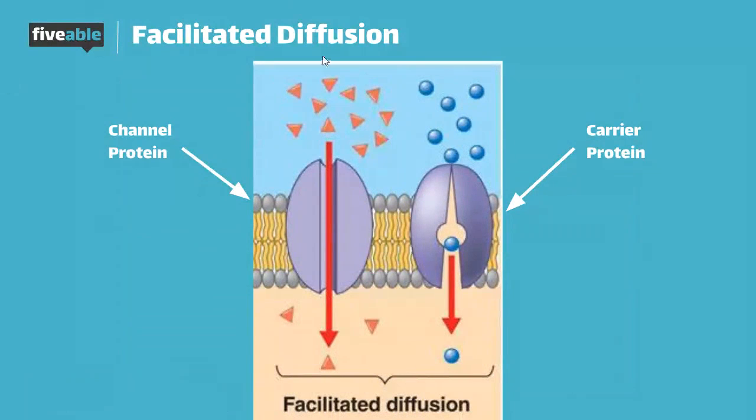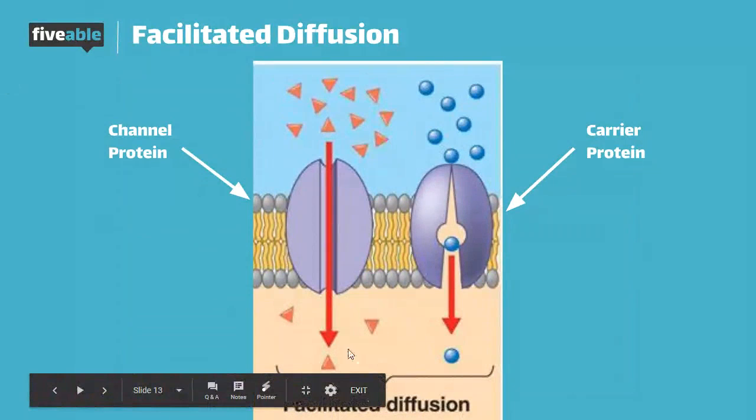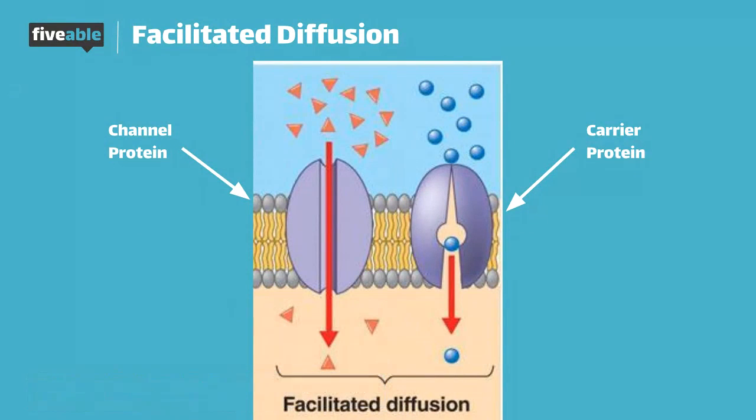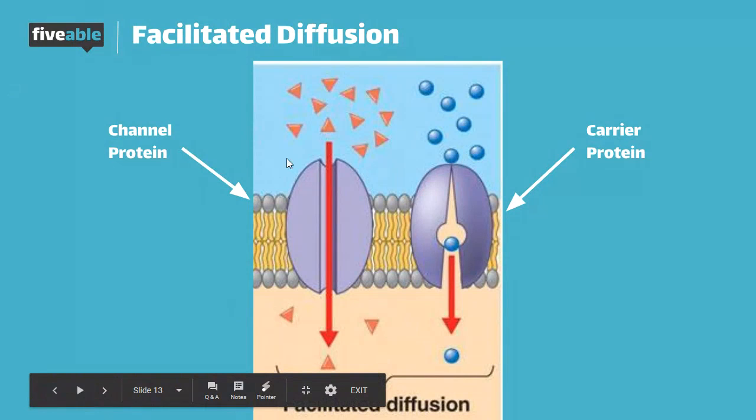You will notice we are still moving from high concentration to low concentration here, okay? Still the same principle of molecules spreading out. We've just added a few helpers in, okay? I do want to point out the channel and carrier proteins because they're very important to know about. They both can be involved in facilitated diffusion, right?